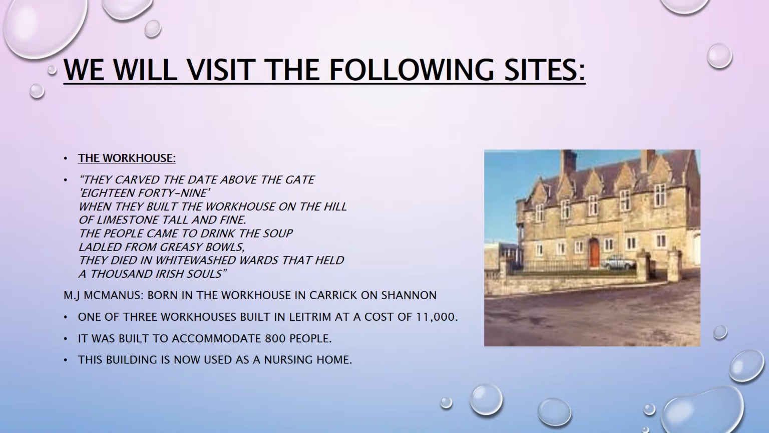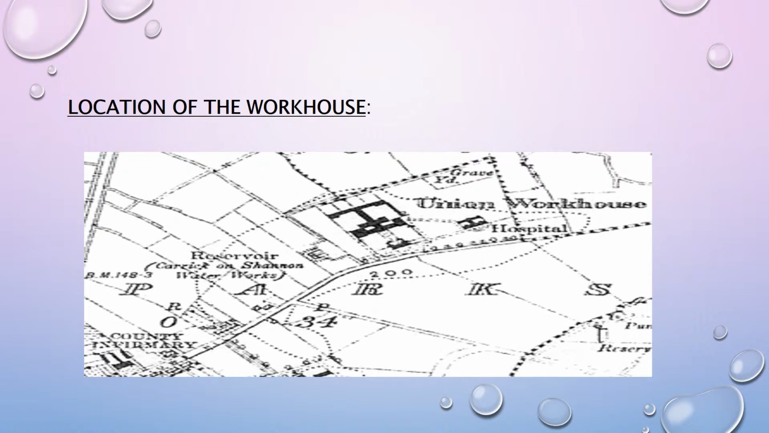M.J. McManus was born in the workhouse in Carrick-on-Shannon. It is one of 3 workhouses which was built in Leitrim at a cost of 11,000. It was built to accommodate 800 people. This building today is now used as a nursing home. Here we can see on the map where the workhouse itself is located.